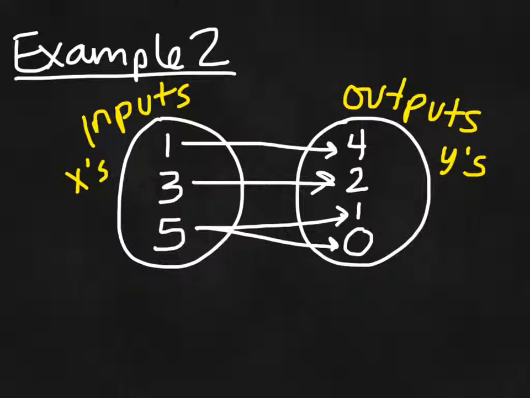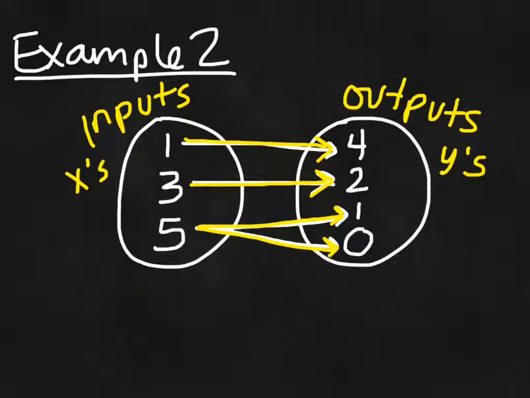And this time I'm going to try and see if I can understand if it's a function just from looking at the map without writing out my ordered pairs. So I'm going to look to make sure that each x only has one y that it goes to. So right here I see that the x of 1 goes to the y of 4. Okay. The x of 3 goes to the y of 2. But then I have an x of 5, and the x of 5 has a y of 1 and a y of 0.